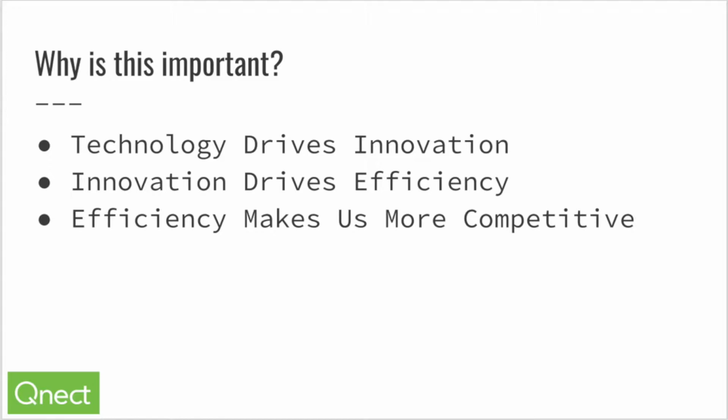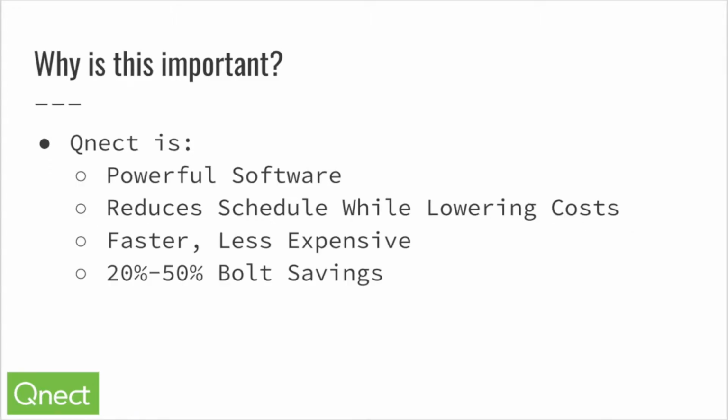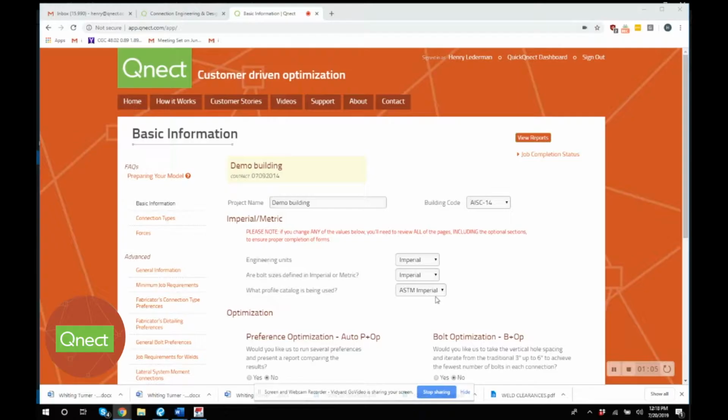Qnect is a powerful software that significantly impacts schedule while lowering costs. So for example, using Qnect, the lowest cost joint configuration will likely save anywhere from 20% to 50% of the bolts in a building. That's what we have historically seen job after job. So let's show you how it's done.